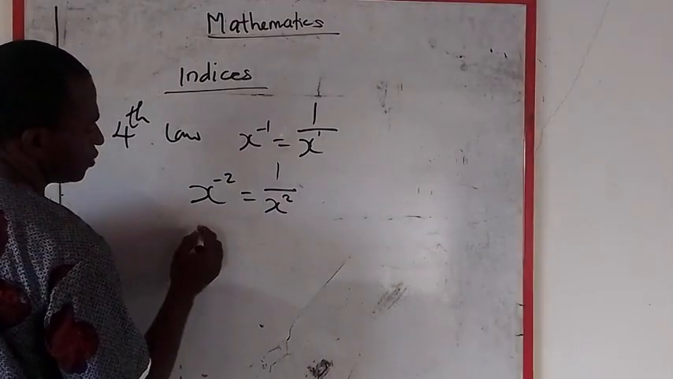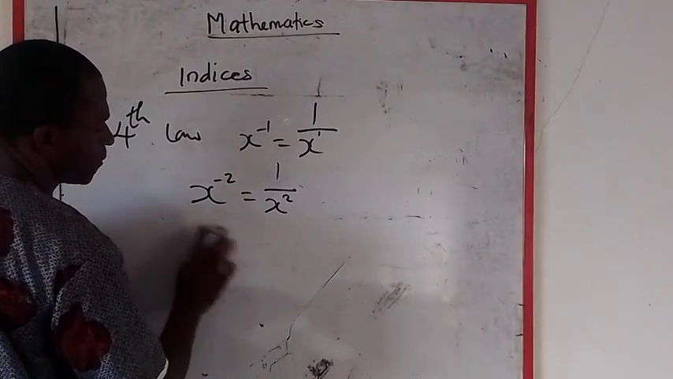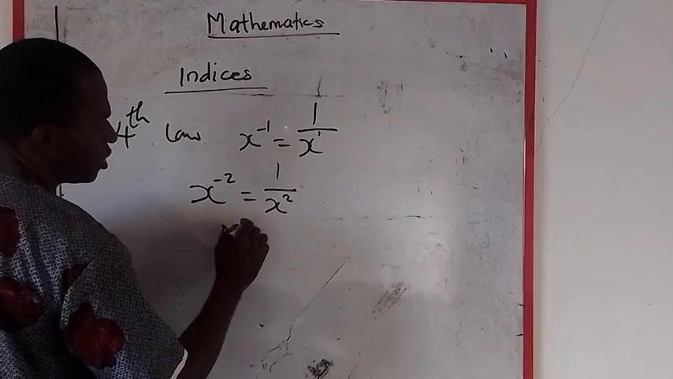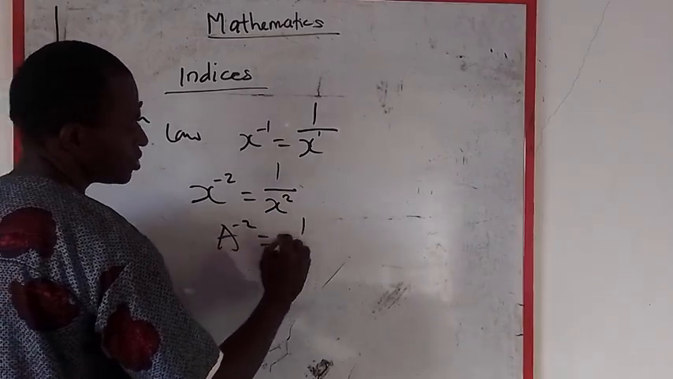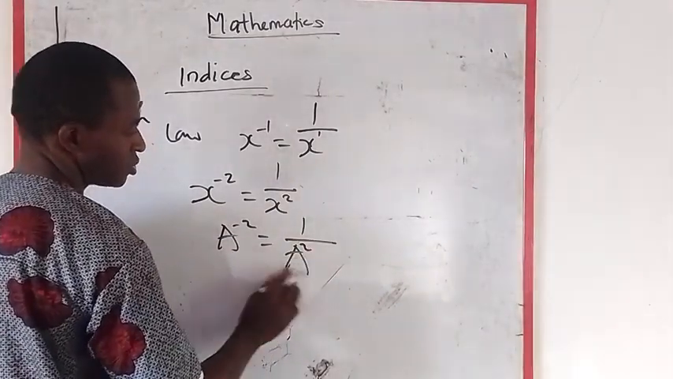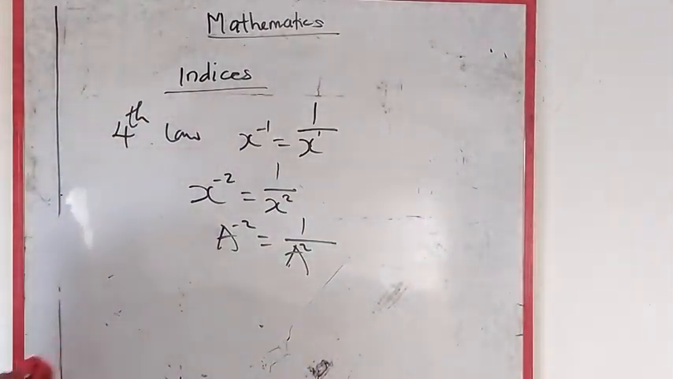Let me give you the last of them I would like to talk about. Let me say a raised to the power minus 2. What it simply means is 1 over a raised to the power what? We've not done anything. This is just the law.